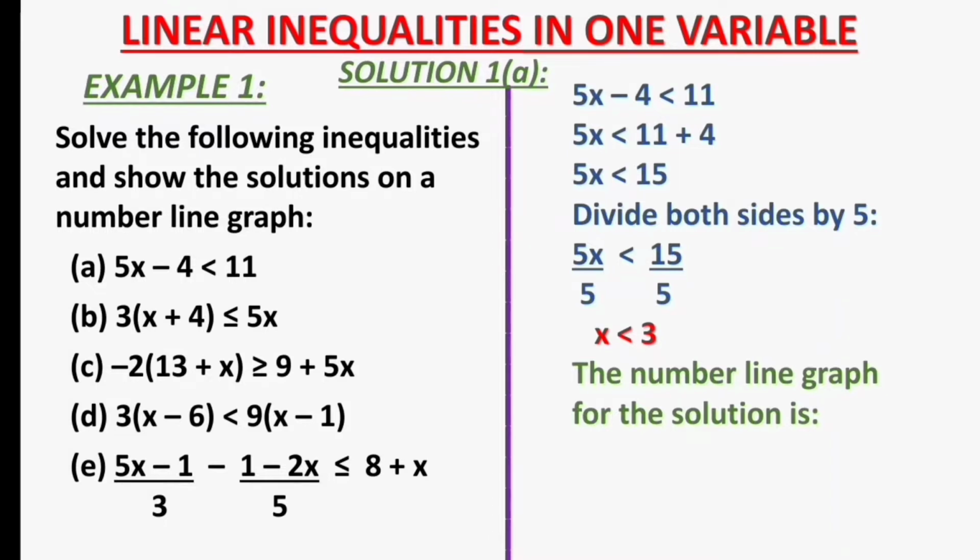Next, let's show the number line graph of the solution x is less than 3. Can you draw the number line graph for x is less than 3? Will the number line graph here involve an empty ring or a colored or shaded ring? Also, will the number line graph involve an arrow pointing to the right or an arrow pointing to the left? Let's see if you are right.